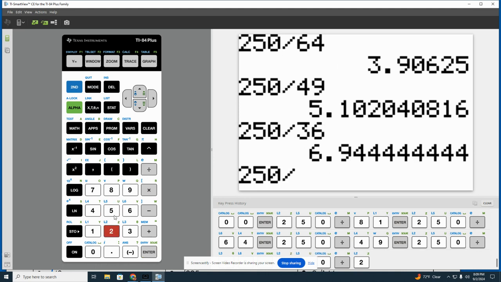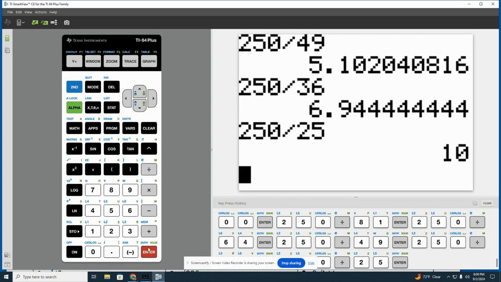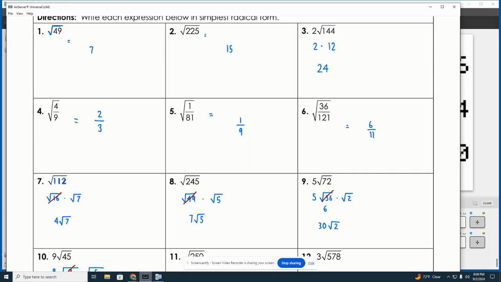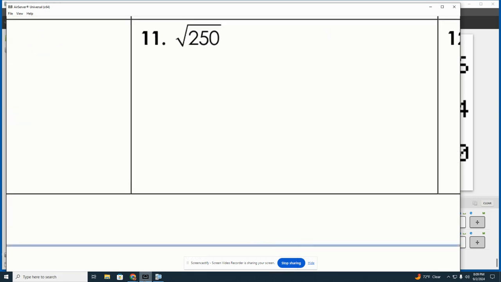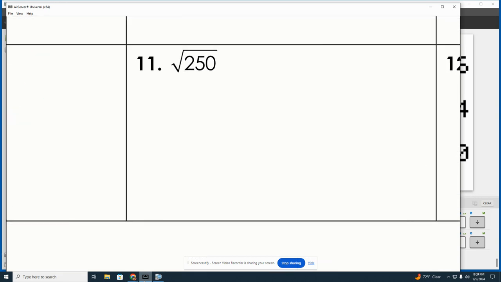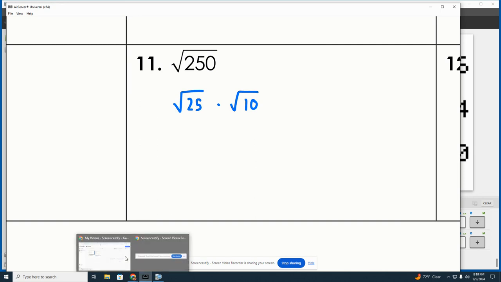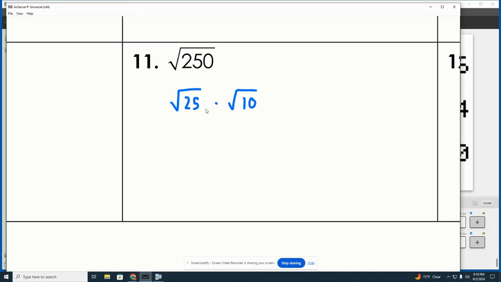We found it. 25. 25 goes in there 10 times. Now, again, I know it looked like we kept on trying them and kept on trying them. We did, but we couldn't find one until 25. 25 is the biggest perfect square that goes into 250, and it goes in there 10 times. So, again, because 25 is the perfect square, it's the one that gets to escape as a whole number 5. And then, of course, 10 gets trapped inside. So 5 times the square root of 10.